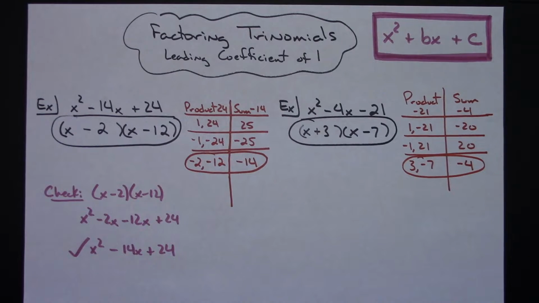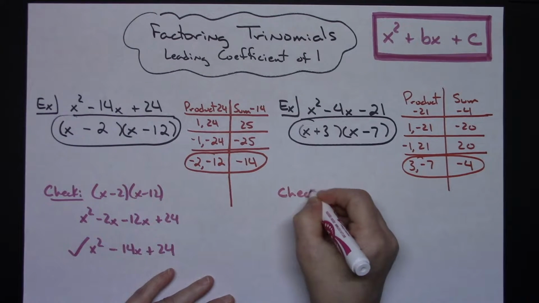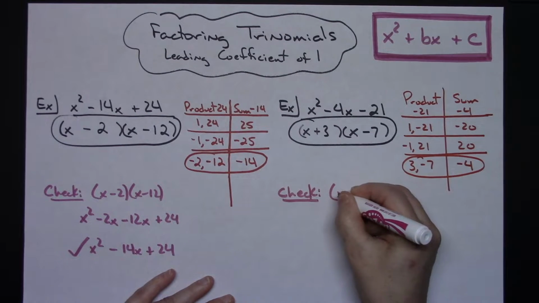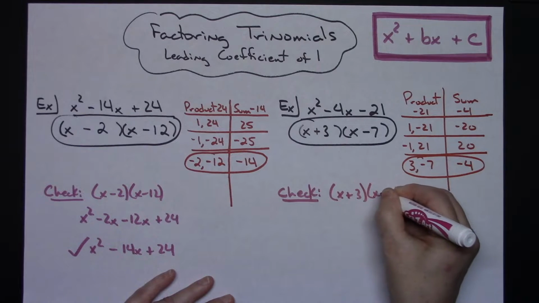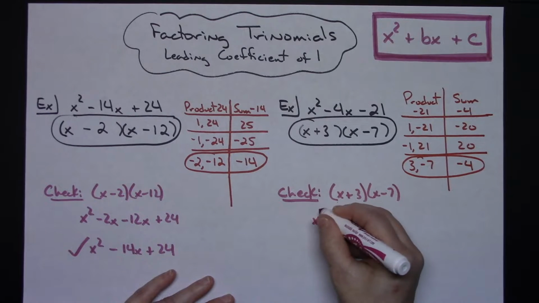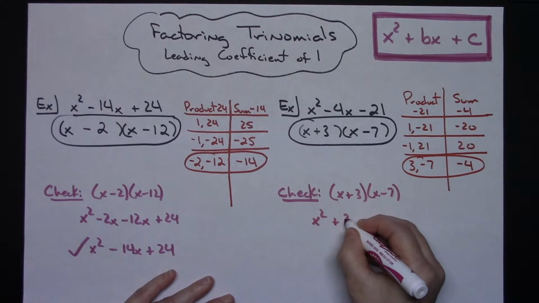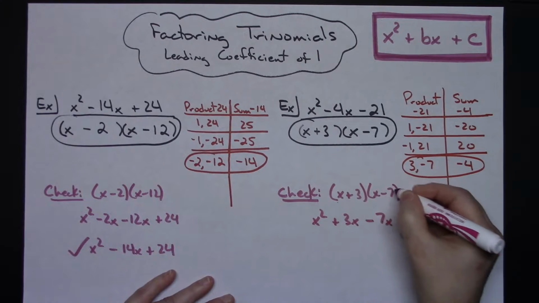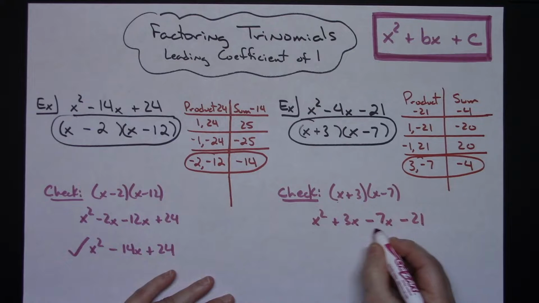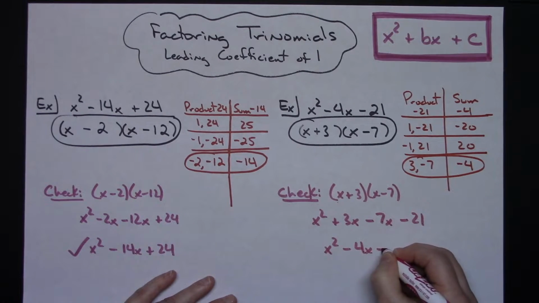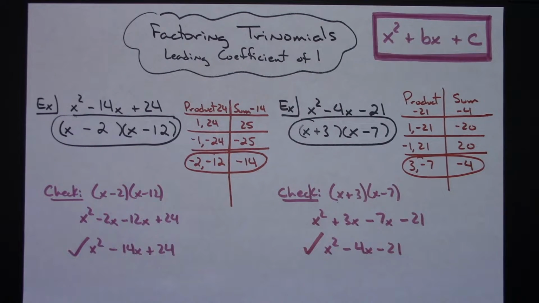Now again, you should always check your answer, so let's throw that check in here. I should be able to start with my factored answer, x plus 3 times x minus 7, and FOIL it back out. First terms would be x times x, so x squared. Inside terms, plus 3x. Outside terms, negative 7x. Last terms, negative 21. Combining those two like terms in the middle, I'm going to have x squared minus 4x minus 21, which is the trinomial I started with, so it checks as well.